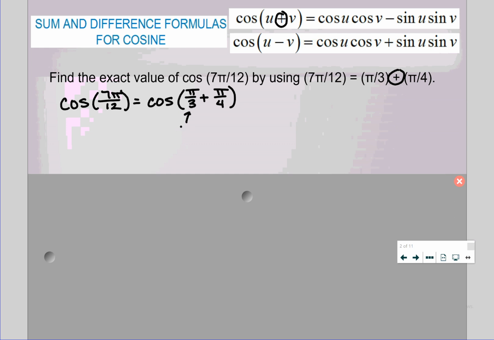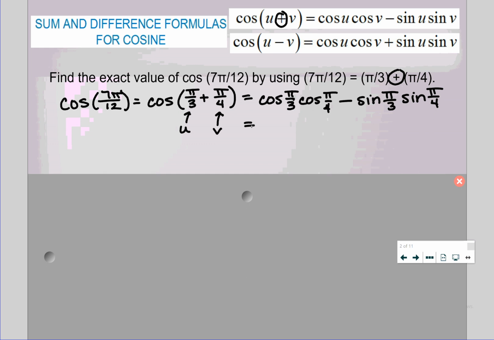The pi over 3 is the U, and the pi over 4 is the V. So this tells you, when you use this formula, anywhere you see a U, you're going to put pi over 3, and anywhere you see a V, you're going to put pi over 4. So using the top formula, it looks like the following. Cosine pi over 3, cosine pi over 4, minus sine pi over 3, sine pi over 4. Okay, everybody following me?